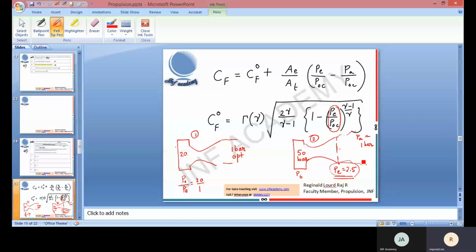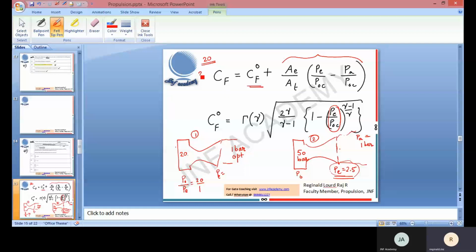Okay, there will be an expansion wave outside. And then due to this expansion, you get an additional thrust. So this is the additional thrust term. When you have 20 bar, you have only this CF optimum. You do not have the contribution because PE is the same as PA. PE will also be 1 bar and PA will also be 1 bar.